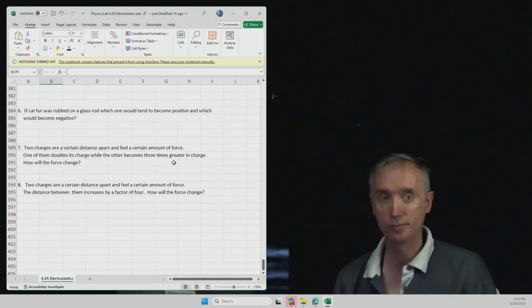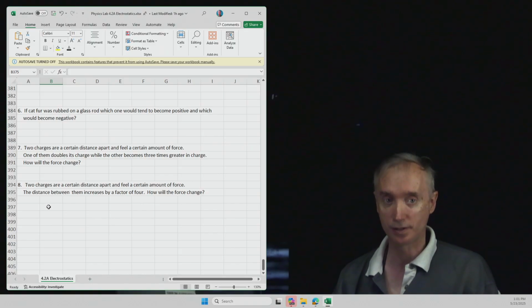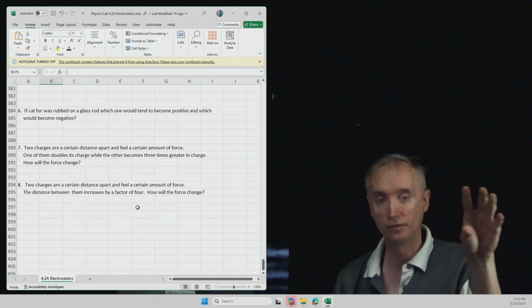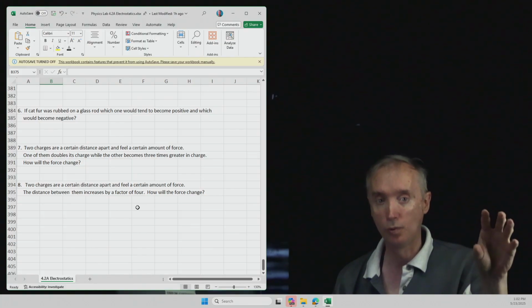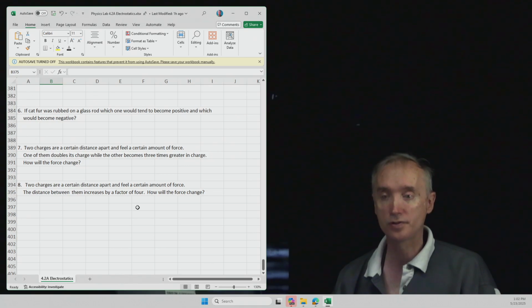Q1 times Q2. And then for question number 8, now we're not going to change the charge, but we are going to change the distance between them. So if the distance between them increases by a factor of 4, so R goes from being R to 4R, then what would be the new force of electricity? So I'm actually looking for a number.